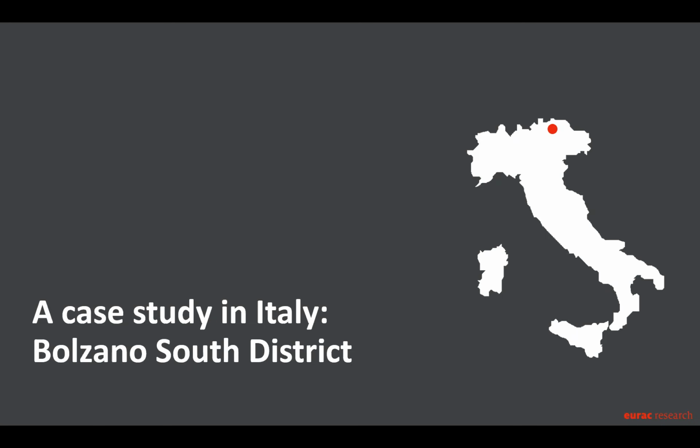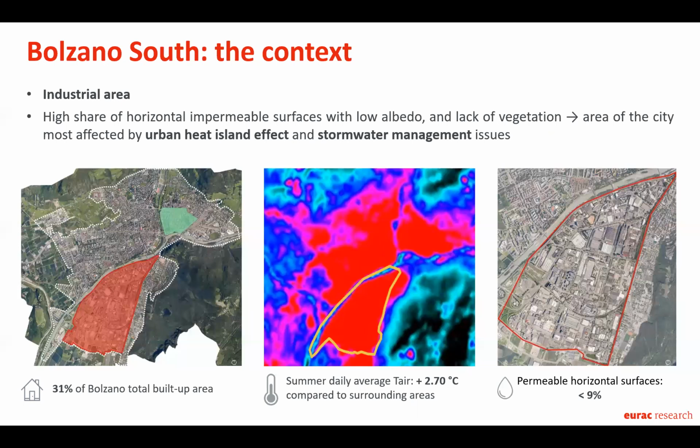to the alpine regions. Yes, but in summer, if you look at the news, usually temperatures in Bolzano are like temperatures in Sicily, so in southern Italy. And that's obviously one of the main issues that the city is struggling with. In particular, we are working on Bolzano South. That's the industrial area of the city.